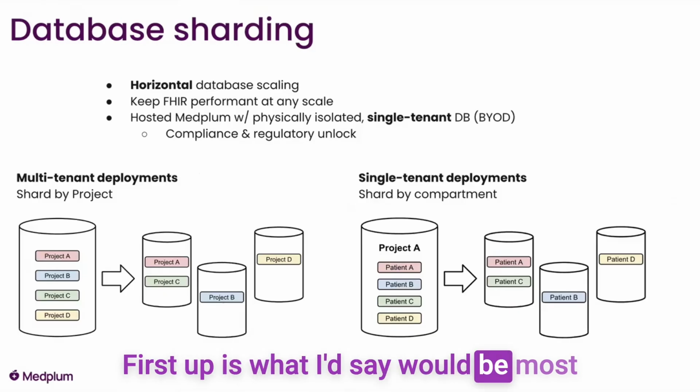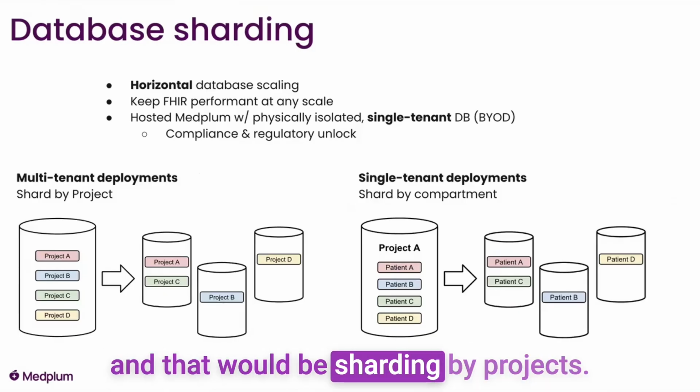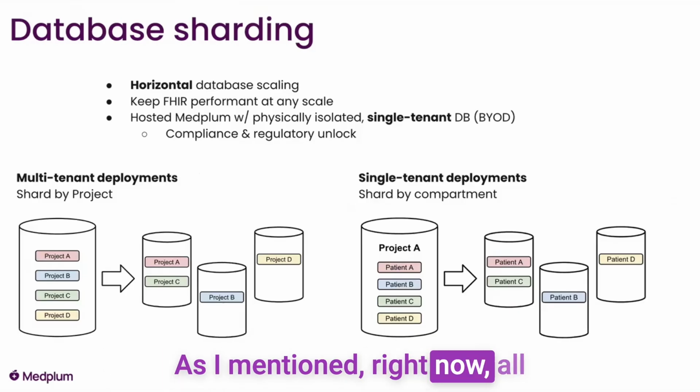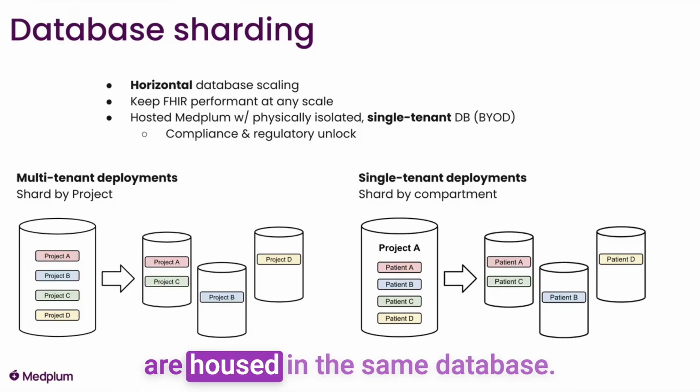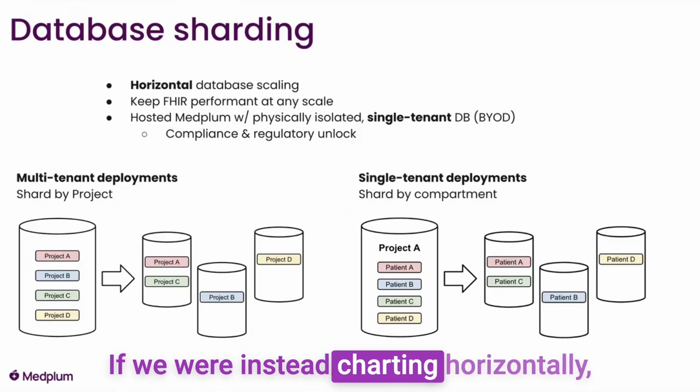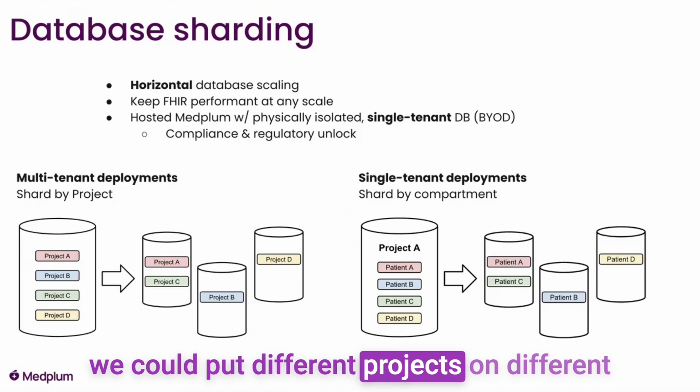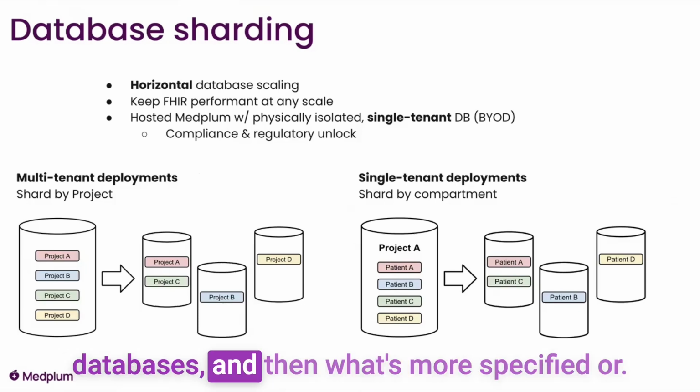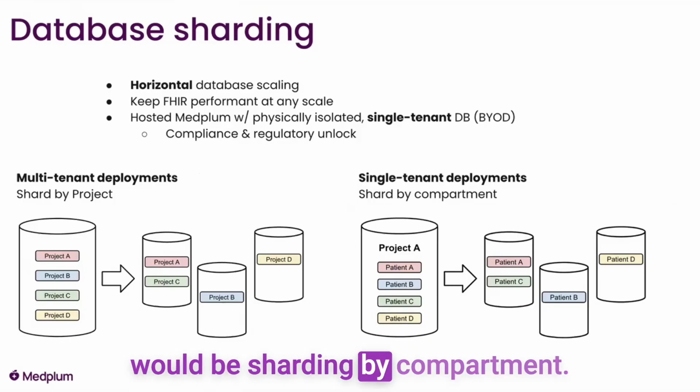First up is what I'd say would be most applicable to multi-tenant deployments, and that would be sharding by projects. As I mentioned, right now, all projects in a Medplum deployment are housed in the same database. If we were instead sharding horizontally, we could put different projects on different databases. And then what's more special for single tenant deployments would be sharding by compartment.